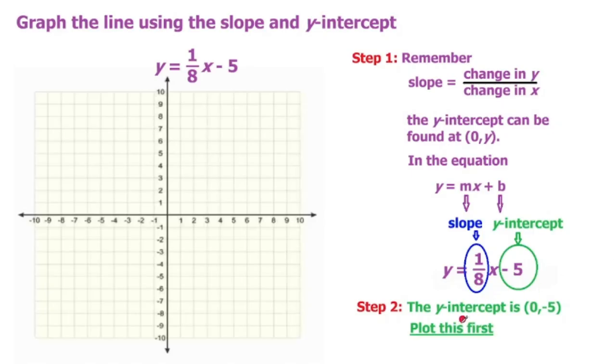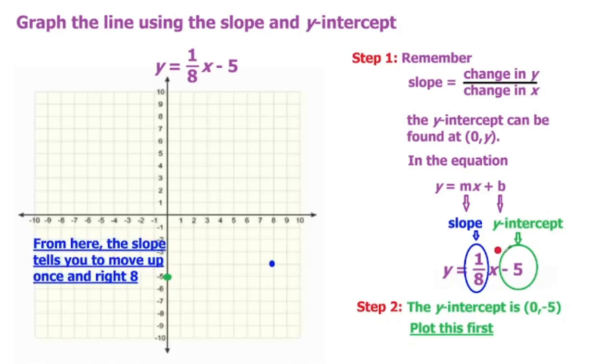So let's plot this first. 0, -5 is right here. Okay? Our line is going to go right through here somehow. Now, the slope tells us from this point, from here, the slope tells you to move up 1 and right 8. So we move up 1 and to the right 8.